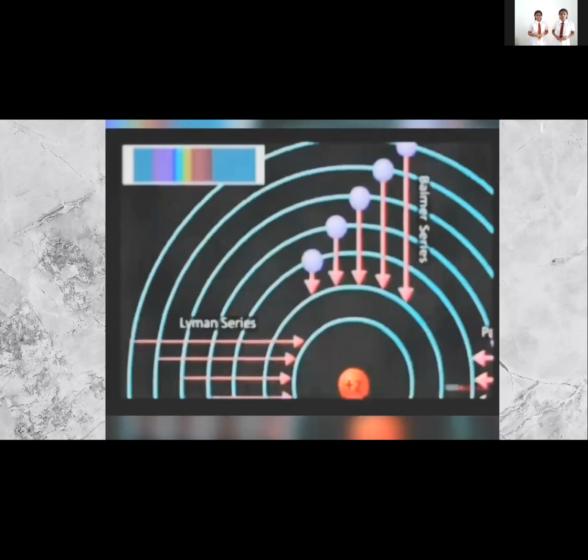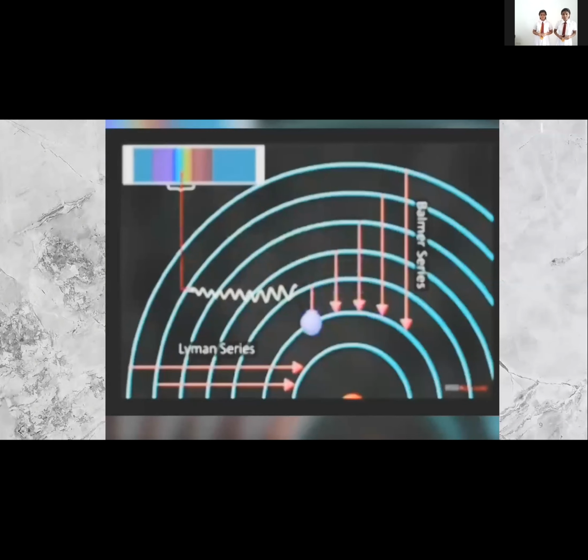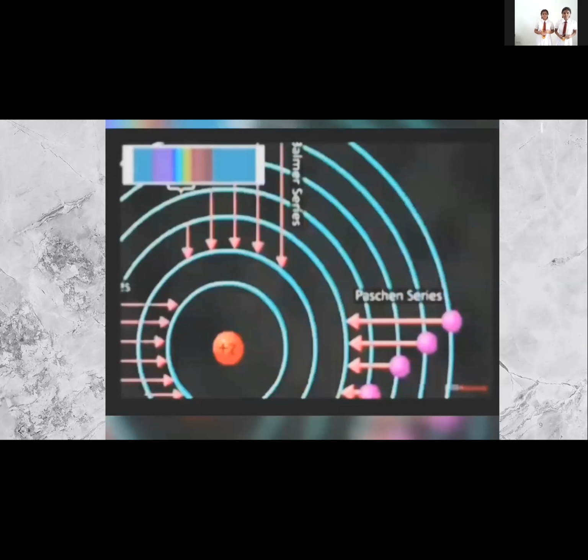When electrons fall from the upper energy levels directly to the second energy level, the Balmer series is obtained, and its frequencies correspond with the visible region of the spectrum. When electrons fall from upper energy levels to the third energy level, we obtain the Paschen series, and it corresponds with the IR region of the electromagnetic spectrum.